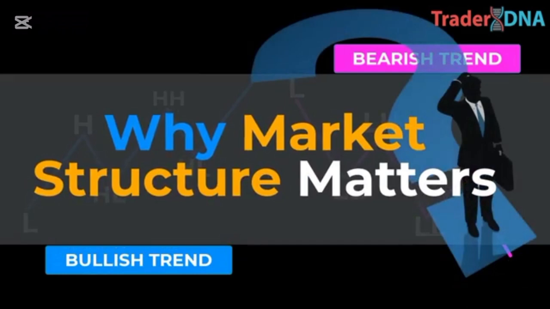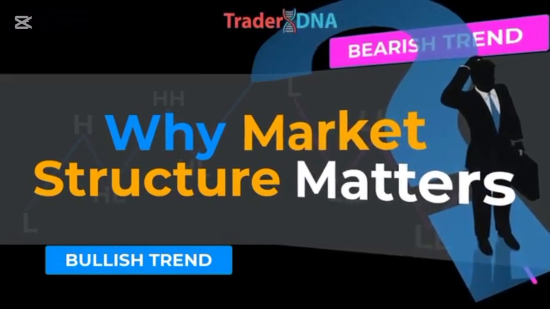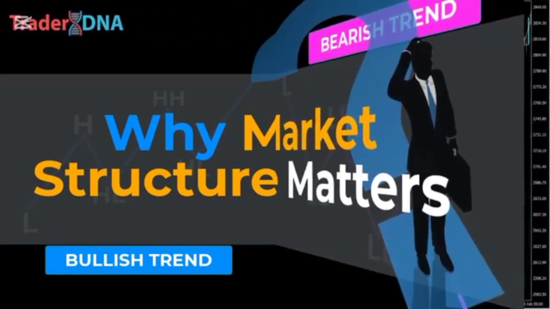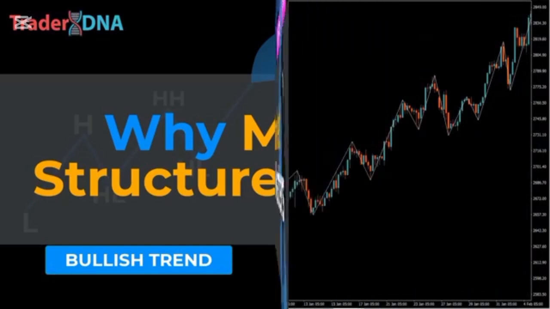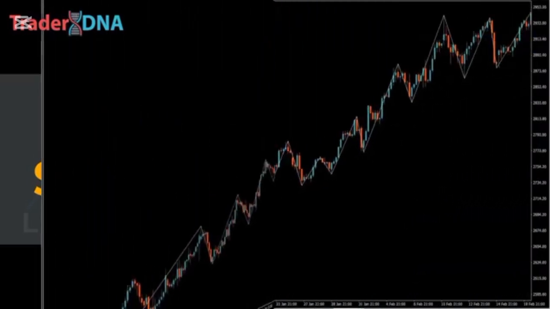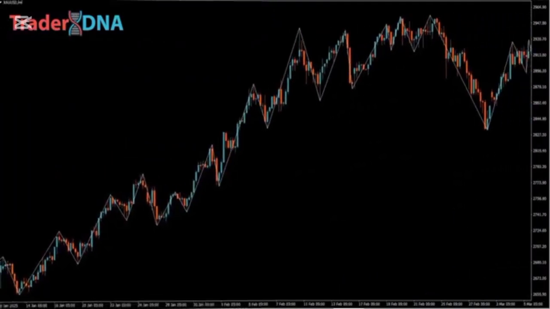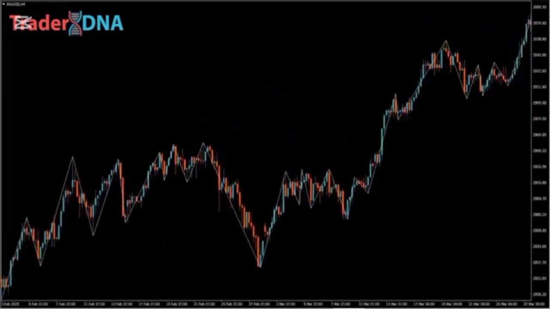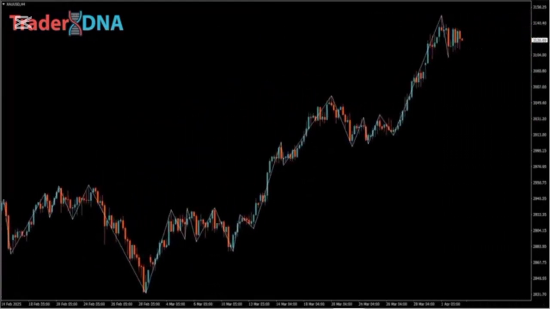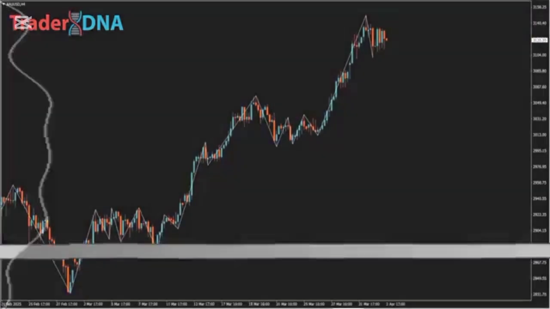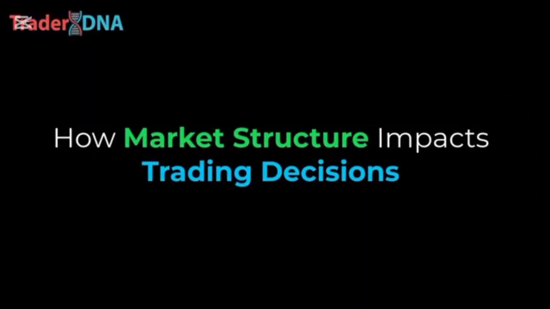Why market structure matters. Market structure analysis is a critical part of successful trading. It gives traders deep insight into market sentiment and helps them make smarter decisions on entries, exits, risk management, and trade duration. Mastering market structure allows traders to navigate fast-changing financial markets with confidence. How market structure impacts trading decisions.